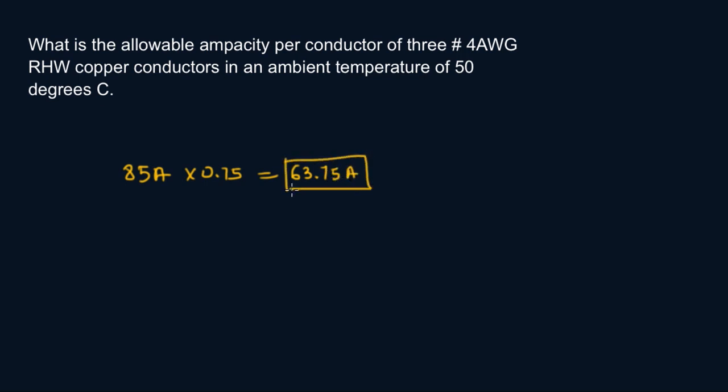In the exam, this is fairly straightforward, but don't be surprised to see 85 in your multiple choice answers, just to trick you into forgetting that you have to temperature correct. You have to correct it to the corrected temperature, because that table is based on ambient temperature of 30 degrees Celsius, whereas the question is asking for an ambient temperature of 50 degrees Celsius. So that's how you approach the problem, using two different tables, your ampacity table and then your temperature correction table. And we're going to practice more problems like this as well.